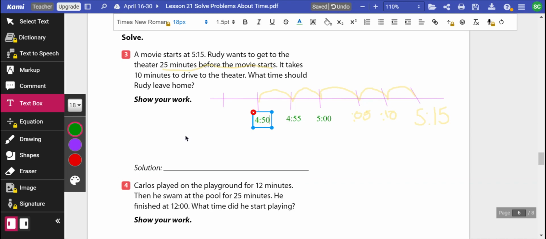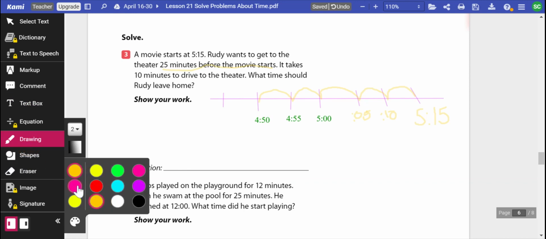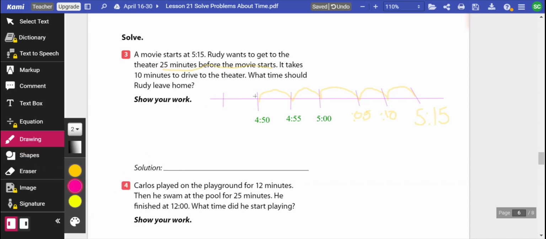And then right here, we would have 4:50. So he really wants to get there at 4:50, but he still has to drive to the theater, and that's going to take him 10 minutes. And I didn't make enough lines for that. So I'm going to come back over here with my little drawing. And I'm just going to extend my number line a little bit. No worries. All right.